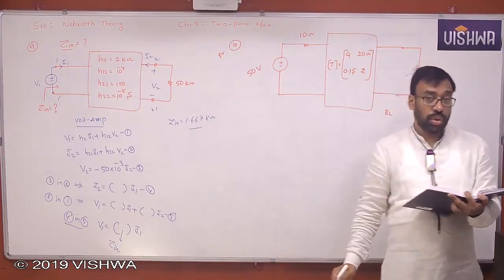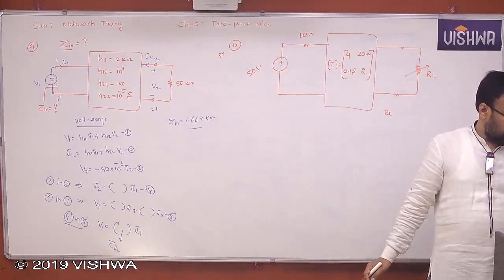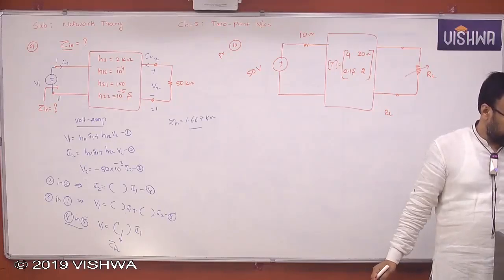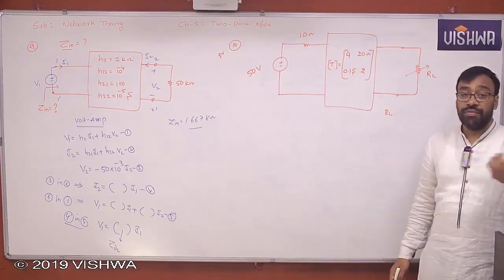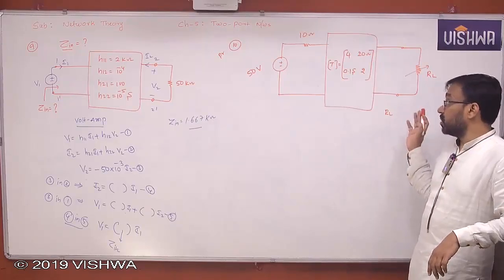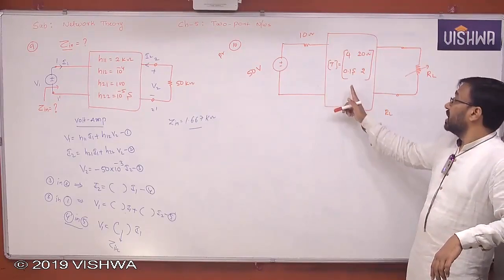10th problem, you can go through your classroom workbook. It is clearly given. What is he asking? Find RL for which it receives maximum power and also find the maximum power value. What is given actually here?